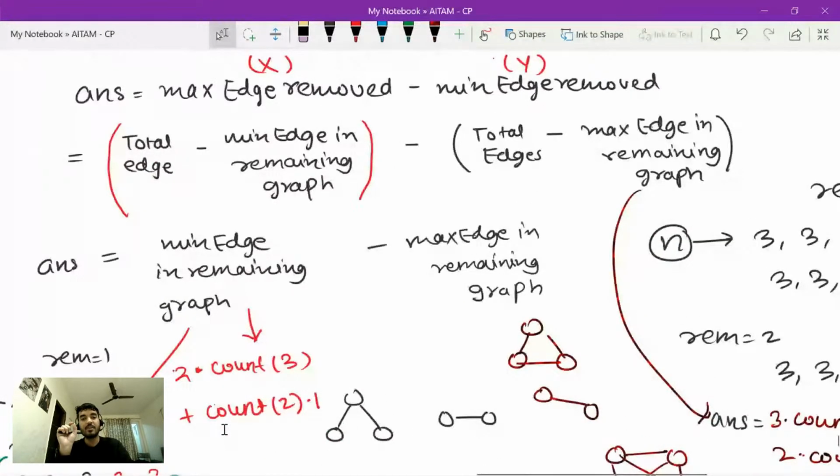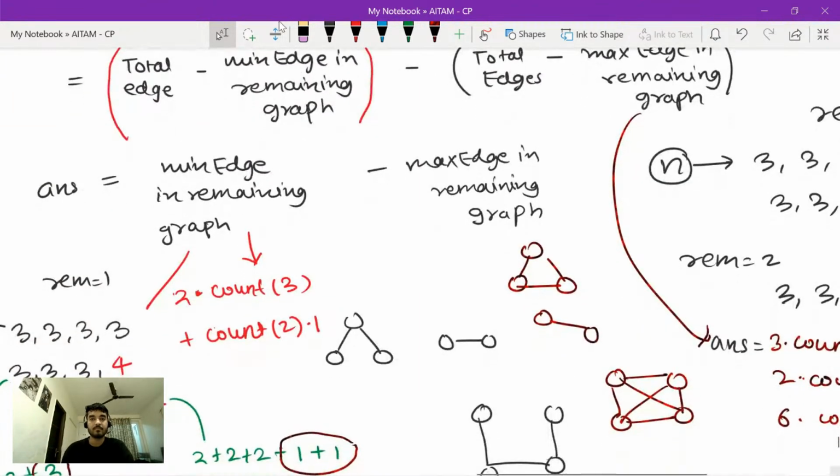So my answer is simply equal to maximum edges removed in the remaining graph minus minimum edges removed in the remaining graph. I can also write maximum edges removed as the total number of edges in the graph minus the minimum edges in the remaining graph. In this way I get the maximum edges removed, and I can convert the minimum edges removed as total edges in the graph minus maximum edges in the remaining graph, so that I get the minimum number of edges that I have removed. So my answer is simply equal to this thing.